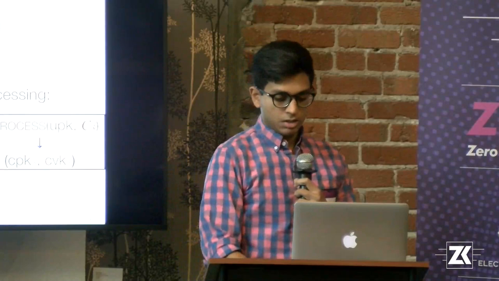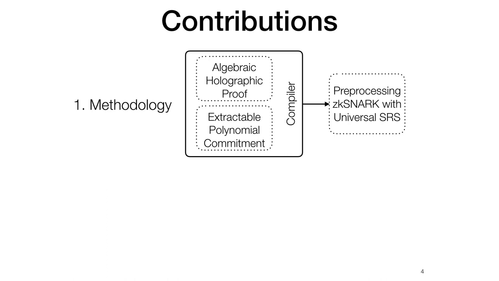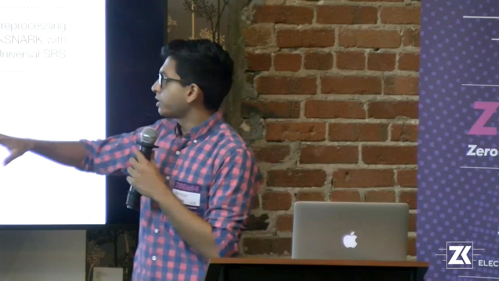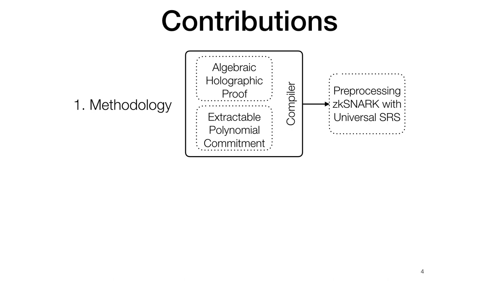What we do in Marlin to work towards this goal is we have three contributions. The first is a methodology that explains how to construct these SNARKs. This is one of the paradigms that Ale mentioned. This paradigm has a compiler which takes in two components, an algebraic holographic proof and an extractable polynomial commitment, and produces your preprocessing SNARK with universal SRS. The nice thing about this compiler is that this modularization is really beneficial for understanding the construction, but also if you're a SNARK designer, you can focus on improving each of these components individually. The compiler theorem guarantees that as long as you satisfy the requirements of the compiler, you can plug in your very optimized component, and you'll get out a secure SNARK, which is zero knowledge, sound, all the nice properties that you want.